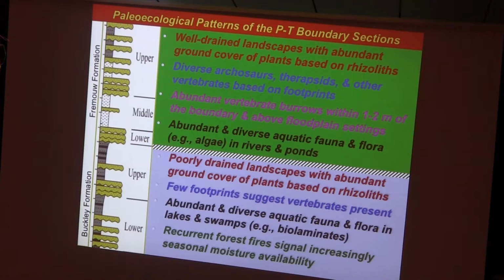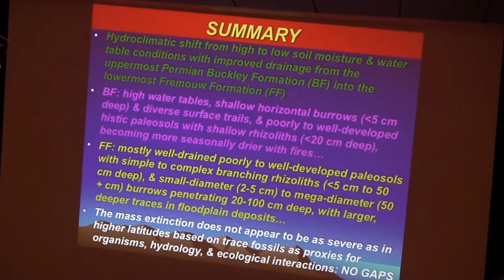We have, of course, the body fossils that Bill and colleagues have collected, but now we get tons of footprints of these things and more. And then we know that the landscapes were well drained, but we know that there's abundant ground cover because of the roots, and fossil forests that the Taylors have found and are working on. All right, so we can summarize all this. Basically, there's a hydroclimate shift across that boundary.